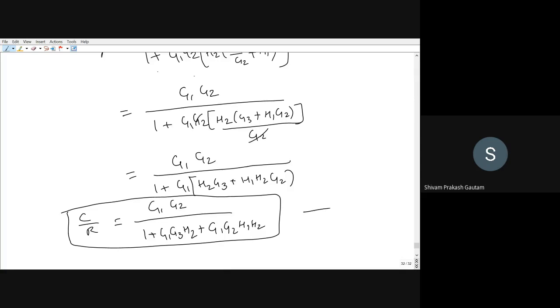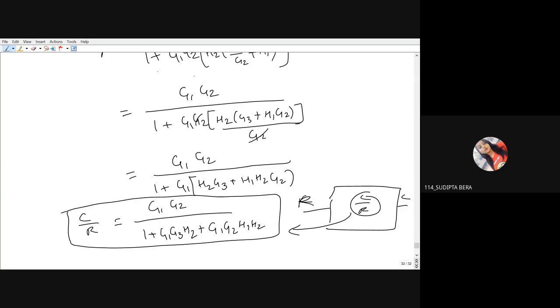And finally, you can represent it by a block diagram. This is R, this is C, and you can write C by R here. Okay? Any problem? Anyone has any problem? No, sir. Okay. So we will see one more problem.